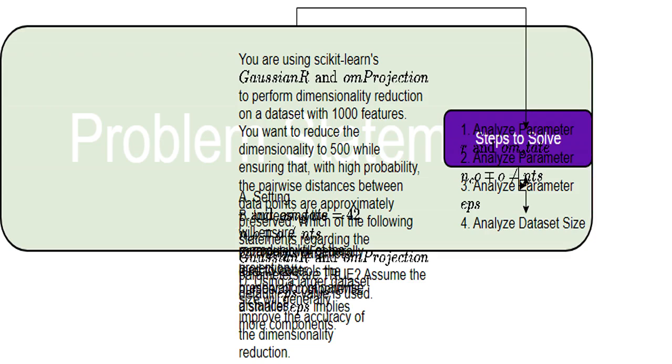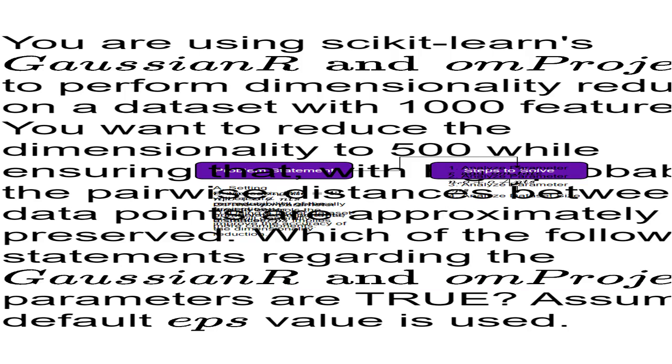The problem describes a scenario where we're using Gaussian random projection to shrink data from 1000 features down to 500. The goal is to maintain the distances between data points as accurately as possible. This is a common problem in data science where reducing the number of features is desirable for computational efficiency or to reduce noise without losing too much meaningful information. This sets the context of the quiz.